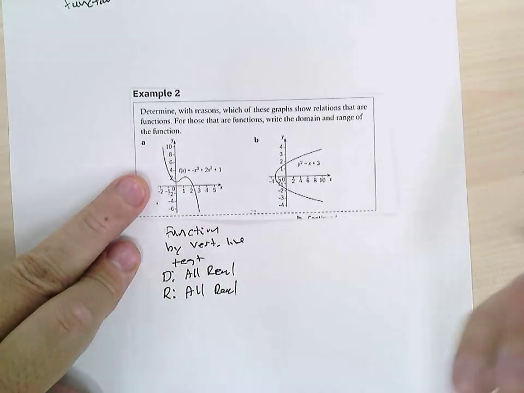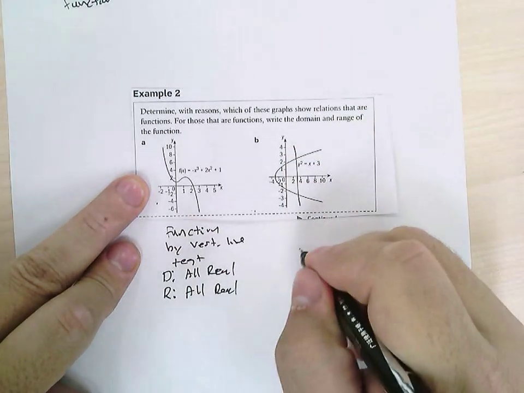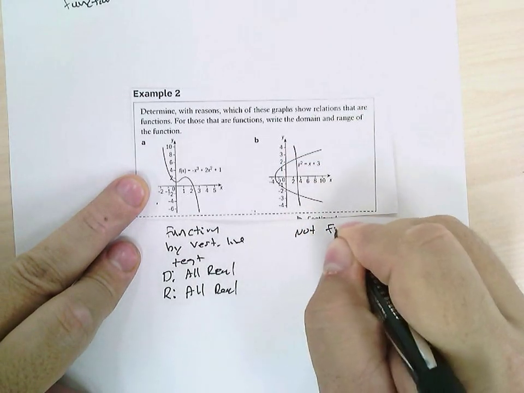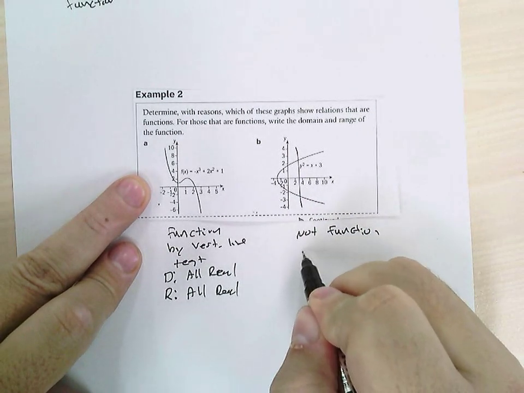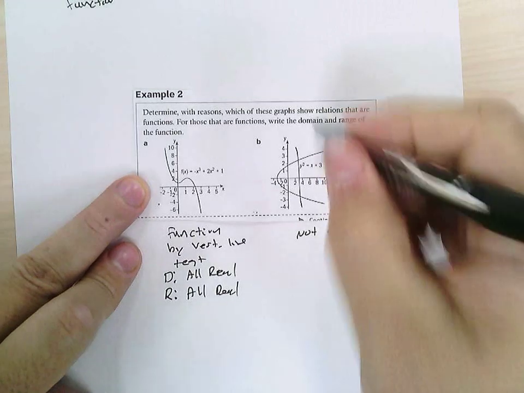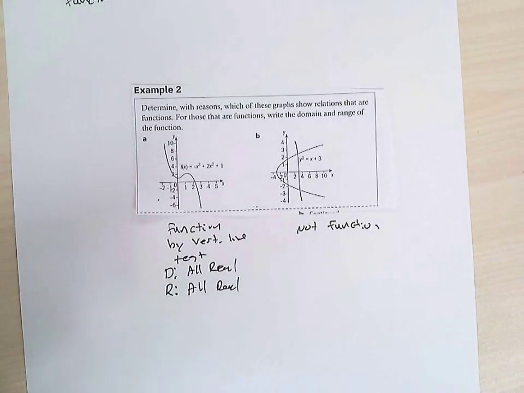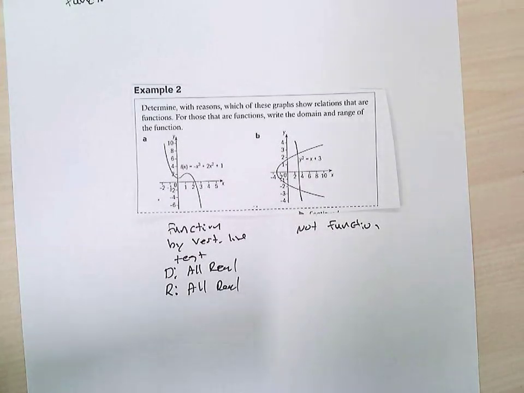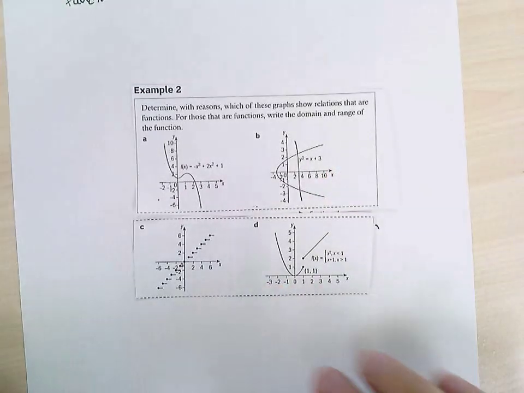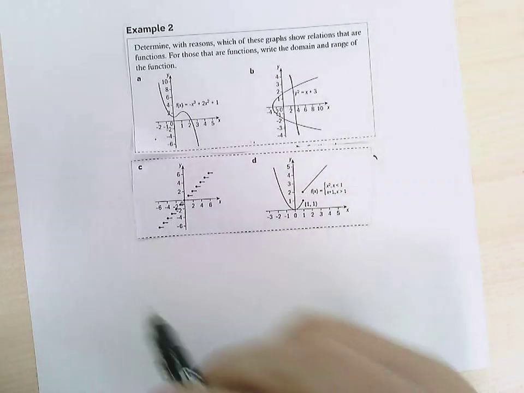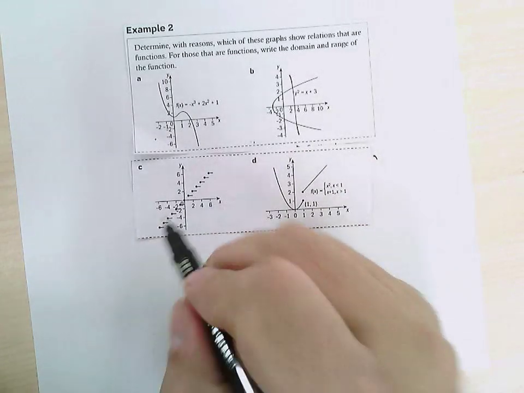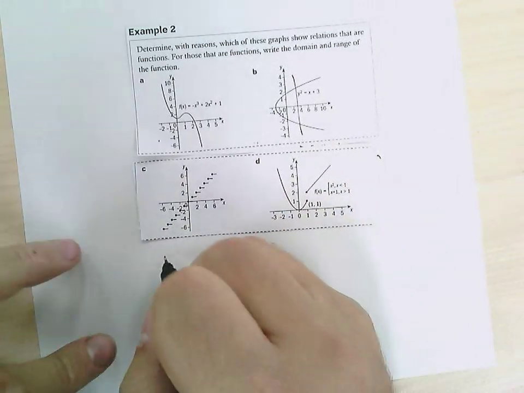And this one here is not a function, right? Because it does not pass the vertical line test. Good? Now let's look at this one right here. Pull that up there. And we can look at this graph right here, and we can see that this one is a function.